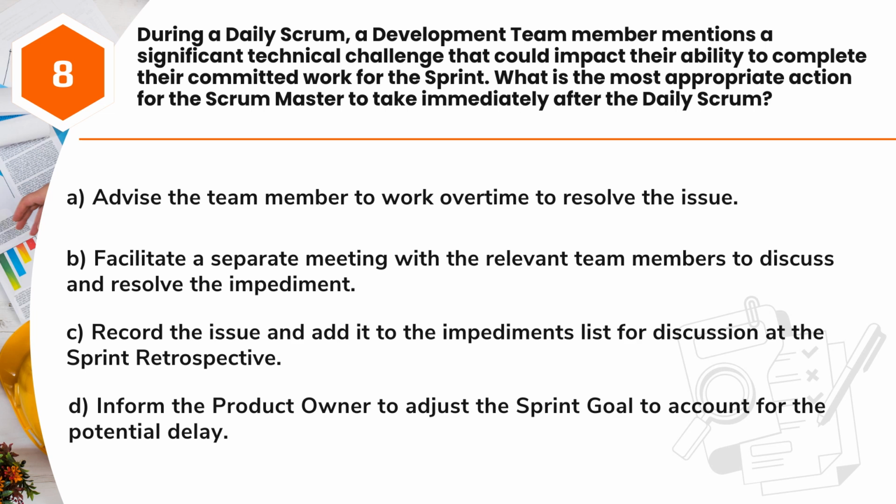A. Advise the team member to work overtime to resolve the issue. B. Facilitate a separate meeting with the relevant team members to discuss and resolve the impediment. C. Record the issue and add it to the impediments list for discussion at the sprint retrospective. D. Inform the product owner to adjust the sprint goal to account for the potential delay.